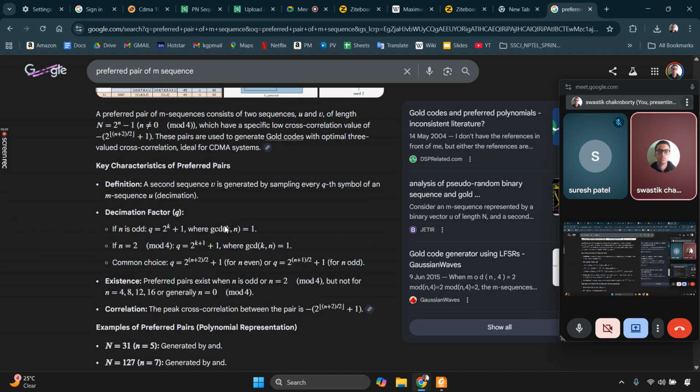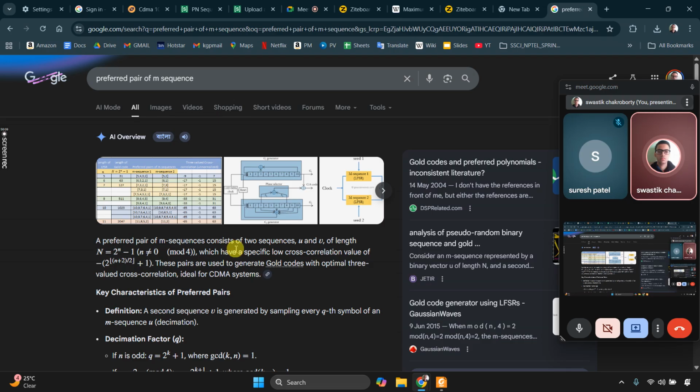A preferred pair of M sequences consists of two sequences u and v of length 2^n minus 1, where n is not equal to 0 mod 4, that is, n is not divisible by 4, which have a specific low cross correlation value of 2^((n+2)/2) plus 1, that is 2^ceiling((n+2)/2) plus 1. These are all empirical findings. Preferred pairs are basically two sequences which have a relation between them.